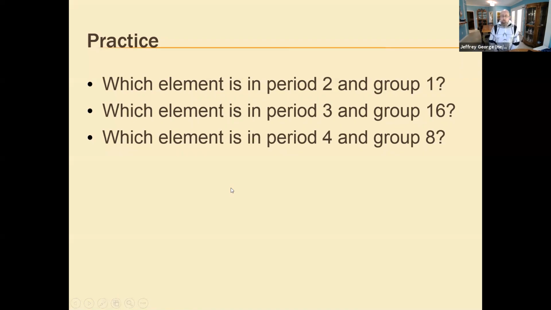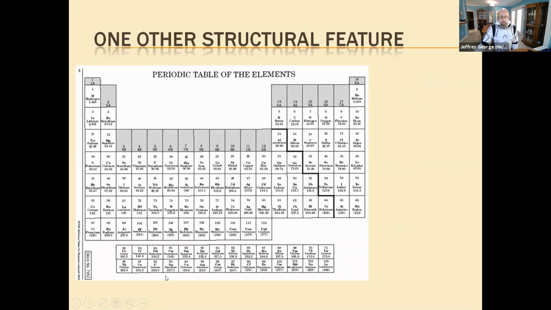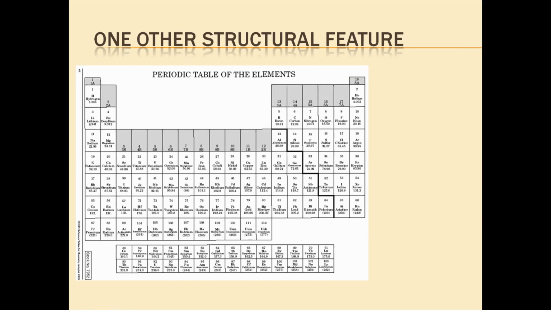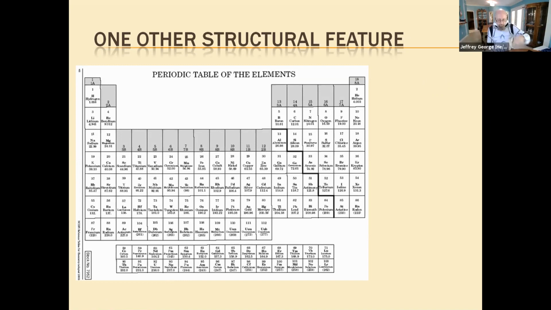And so I want to do a little bit of practice here. All right, so I've got 3 questions for you, and I want someone to answer each of these, either throw the answer into the chat or unmute yourself and speak up. Which element is in period 2 and group 1? Period 2 and group 1. Which element? Lithium. That's correct. Thank you, Meg. Lithium, row 2 and column 1, right there.